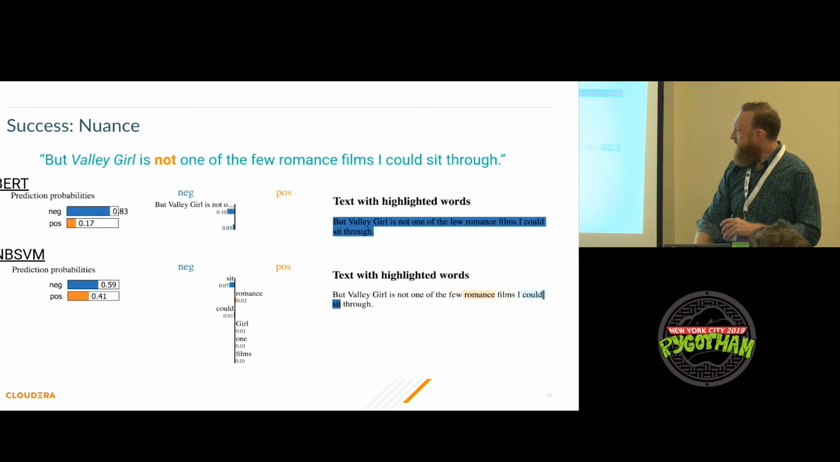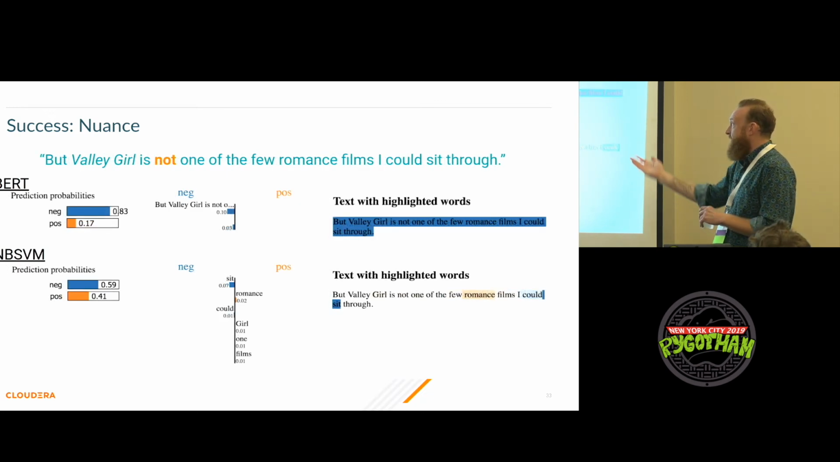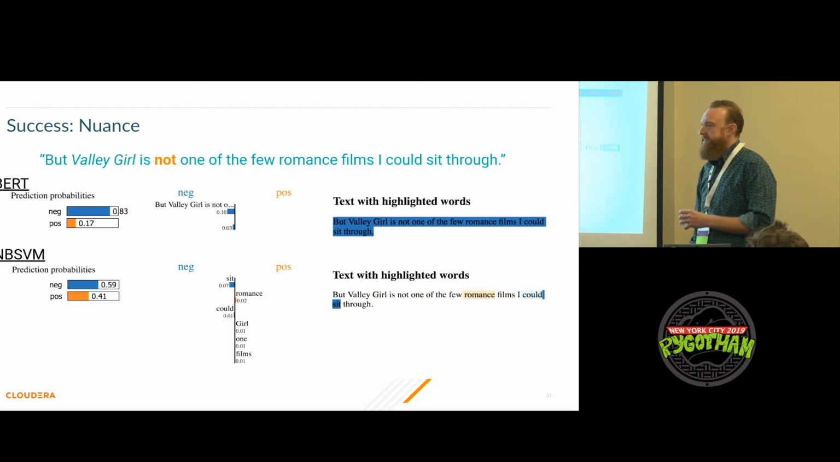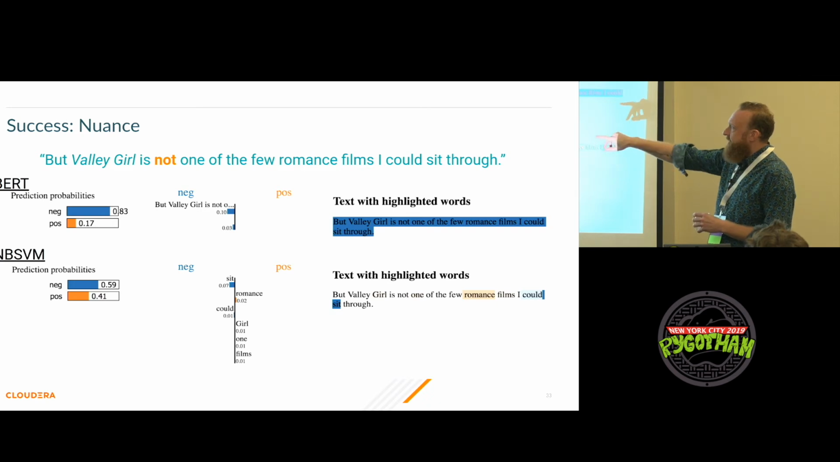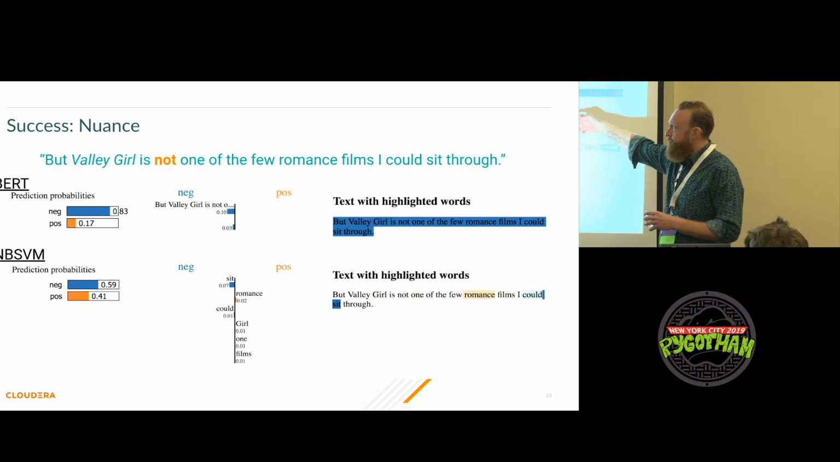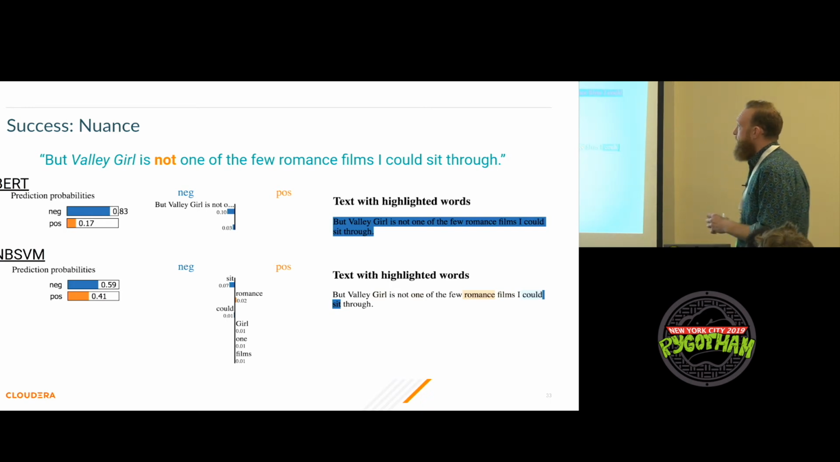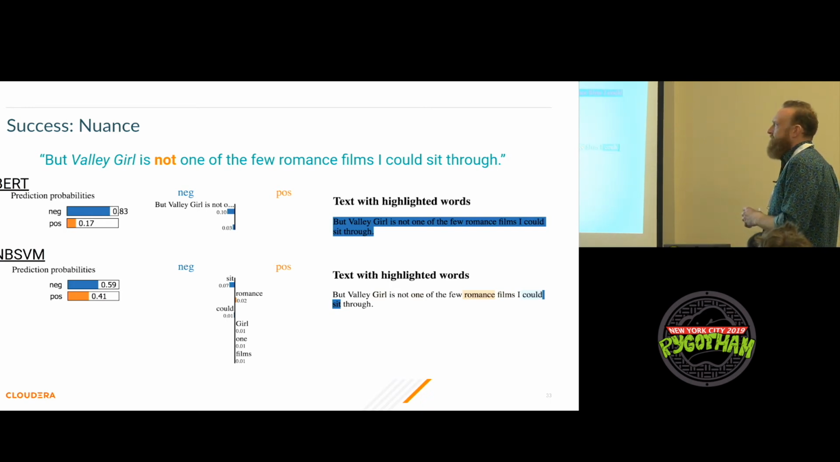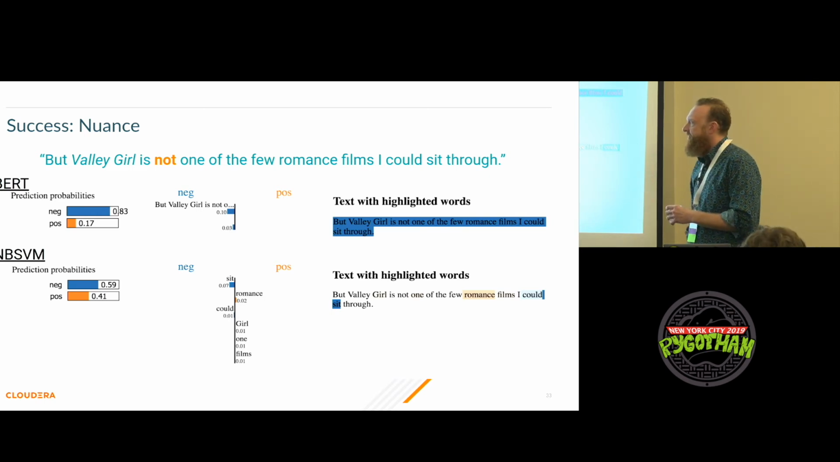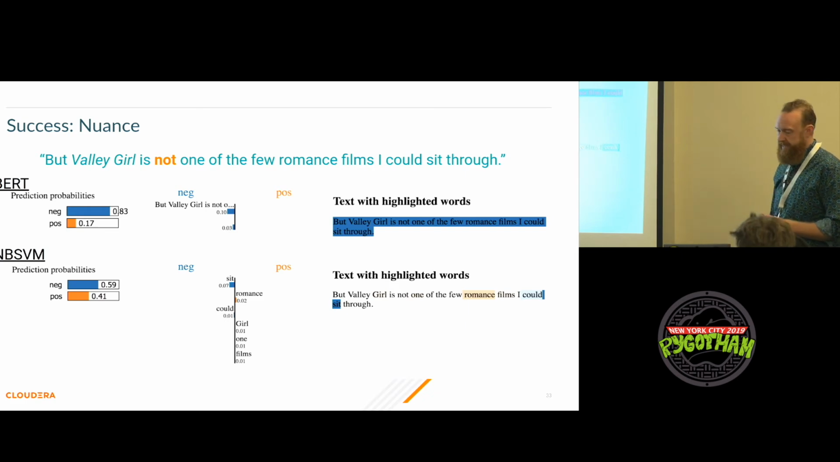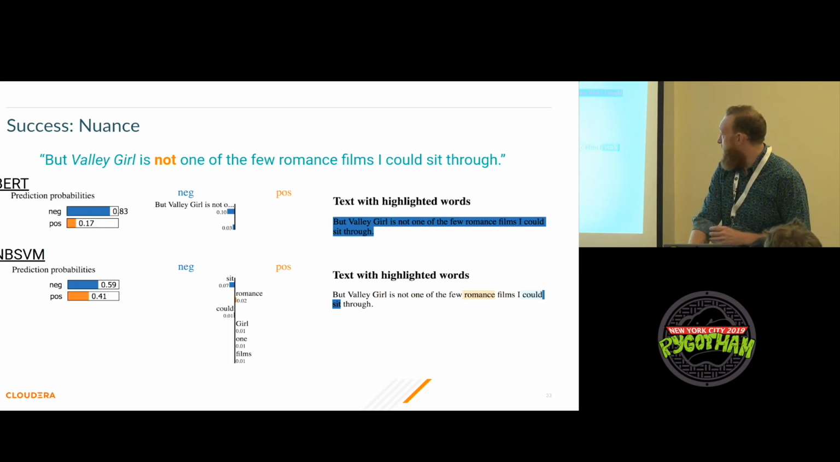So we've overcome this nuance here, in this case negation, right? "Valley Girl is or is not one of the few romance films I could sit through." That's a pretty complex thing to say either way, with or without the "not". And now, adding the "not", it's very clear that the negation has flipped BERT around. BERT is very confident in this case that this is a negative review. And then naive Bayes, 59%. Naive Bayes isn't too thrilled either way, so it's still sitting on the line.